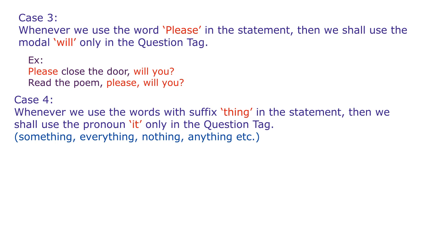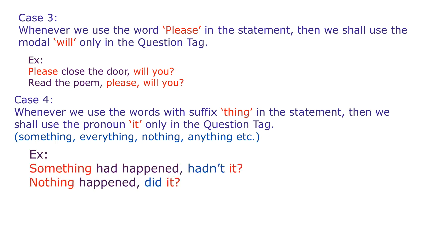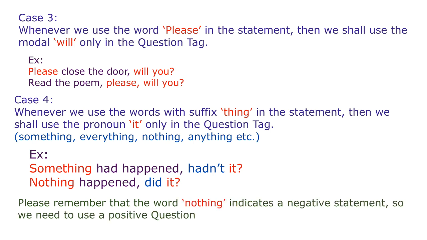Words like something, everything, nothing, anything, etc. Example, something had happened, hadn't it? Nothing happened, did it? Please remember that the word nothing indicates a negative statement. So, we need to use a positive question tag.